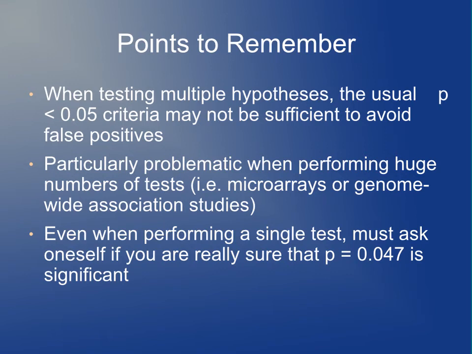The moral of the story here is that when you're testing multiple hypotheses, the conventional p less than 0.05 criteria may not be good enough to avoid false positives. This is particularly relevant in the bench science world when you're using huge numbers of tests, when doing things like microarrays or genome-wide association studies. Even if you perform a single test, you should always ask yourself if a p-value of 0.047 is really significant, or if it could just be a fluke.